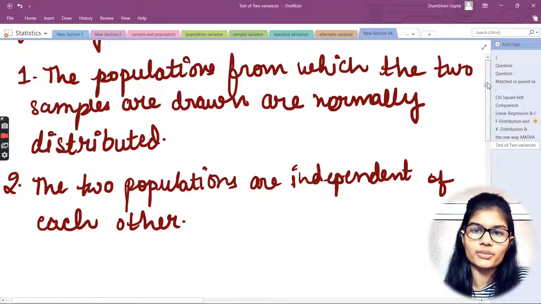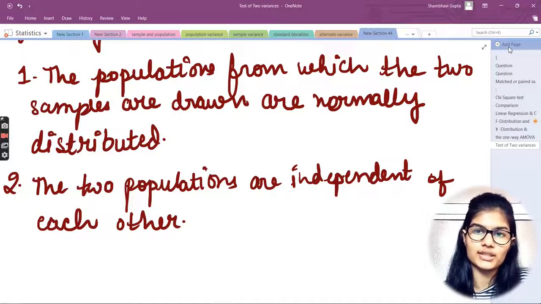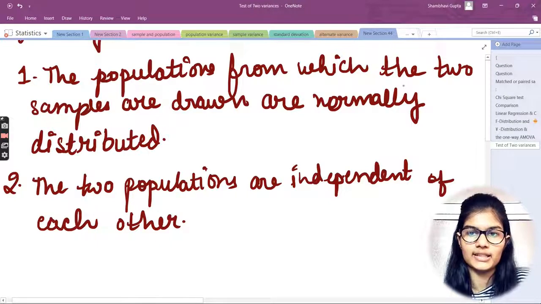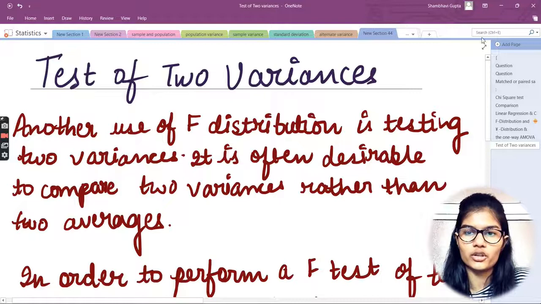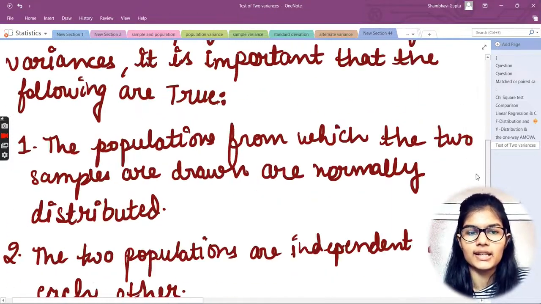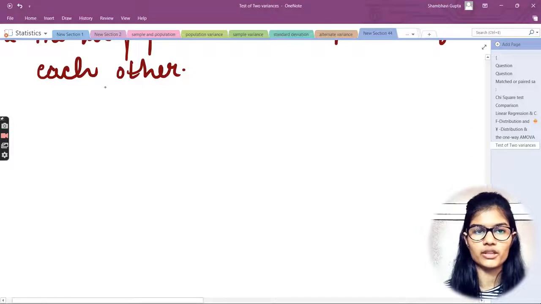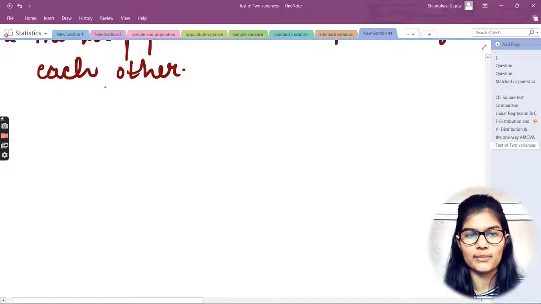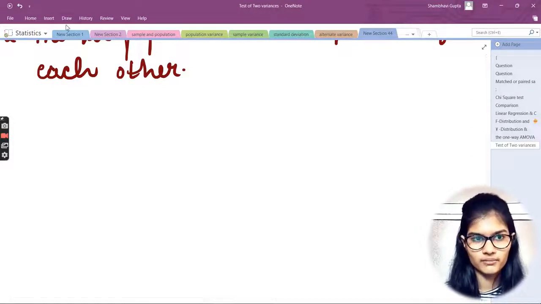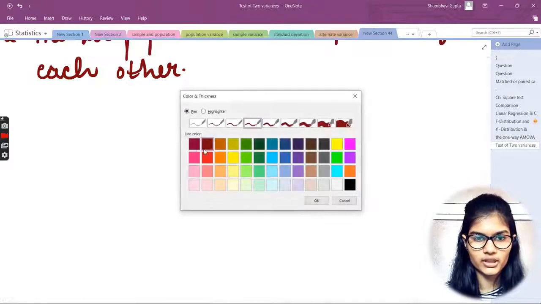So, as in the previous video, we had discussed the test of two variances: what this test is, what we do, and what we do not do. All of those things we have discussed. Now let's quickly take a very general example. I'm not going to solve anything, it's just a very general example. I would simply change the color, then proceed with the writing.